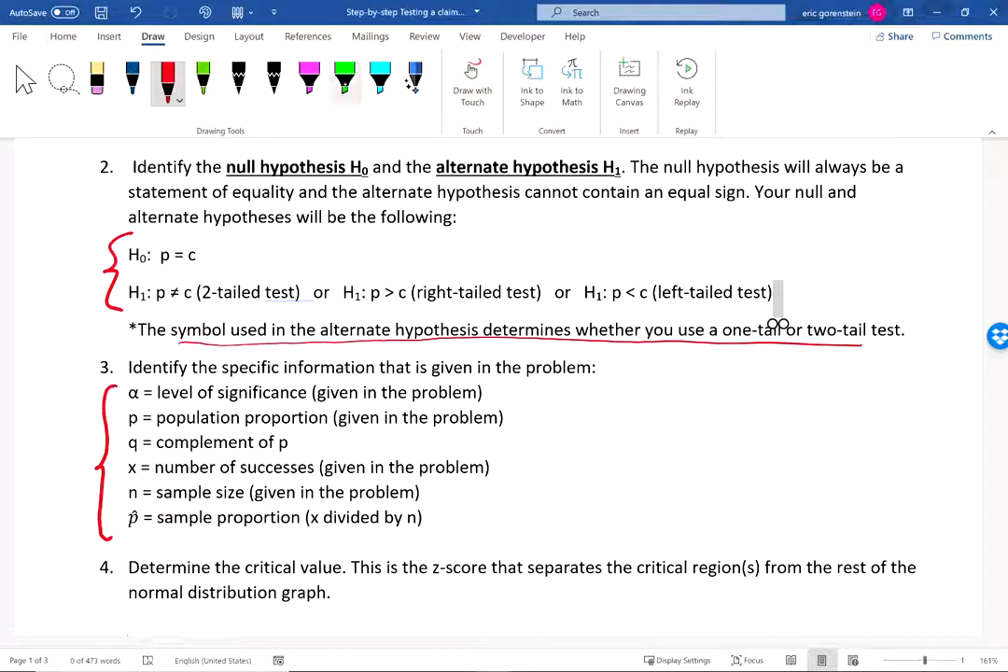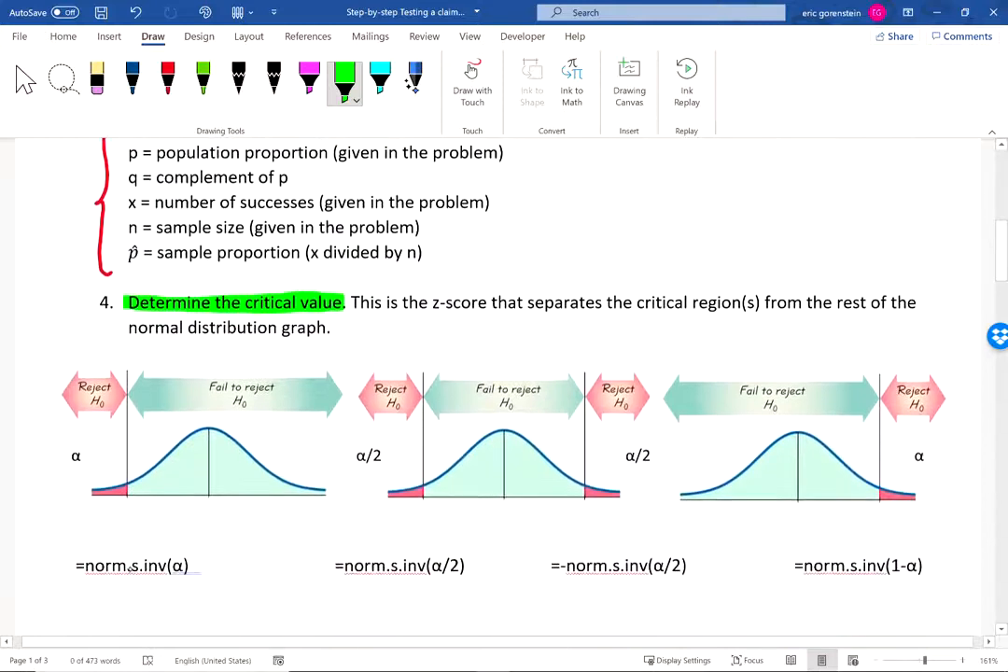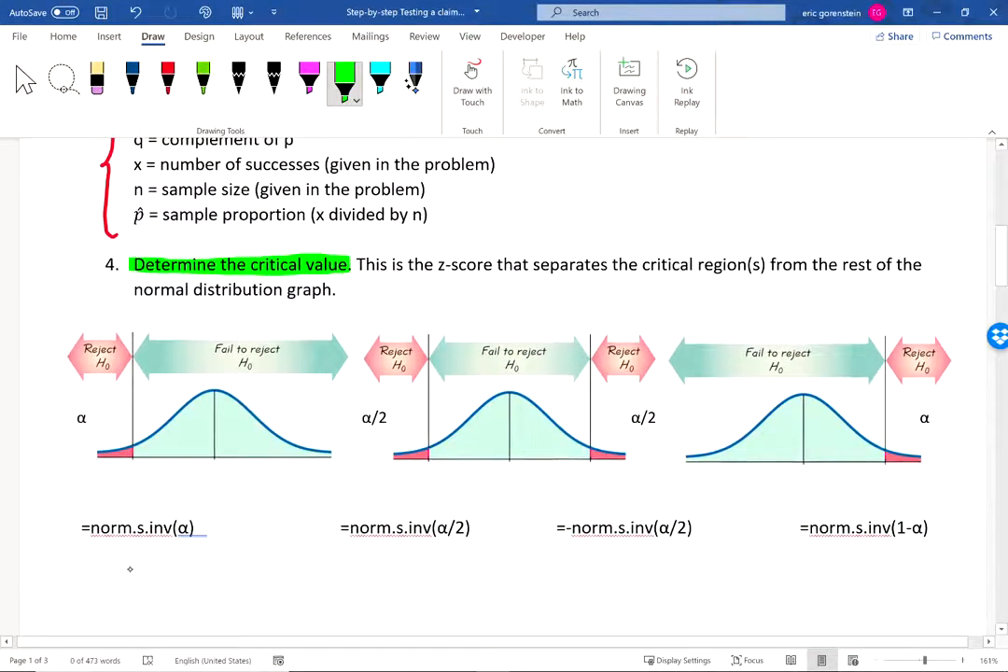And now this one in particular, alpha, the level of significance, which is given in the problem, that's what we use to determine the critical value or values. Now those are z-scores, and it's the same critical values that we've been talking about for the last 2 chapters. This is the 3rd chapter that we're using these same critical values, and the Excel functions for determining those critical values. It's the same normal standard inverse function on Excel.